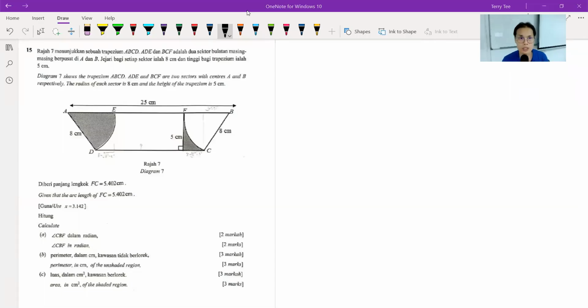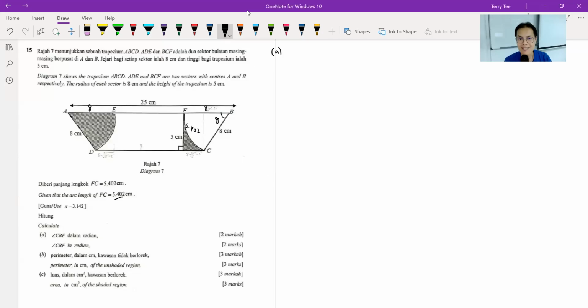All right, last question, question number 15. So here we have a diagram that shows trapezium ABCD. ADE and BCF are two sectors of circle with centers A and B. The radius is 8. Height of the trapezium is 5. So this is 8, this is also 8, right? Height is 5. The first part says the length of arc FC is given as 5.402. You're supposed to find angle CBF. CBF is this angle. Let's call it theta in radians.